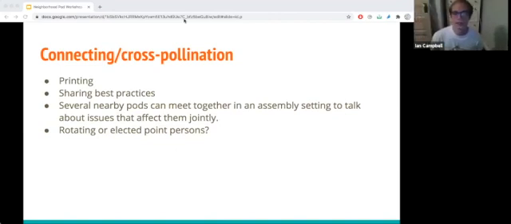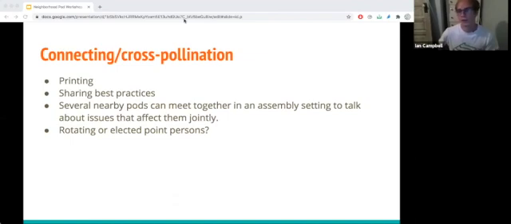So you could use that to arrange the printing of flyers between those who need printing and those who have printers. You could share best practices, like this worked really well when reaching out to neighbors and this didn't. Or you can talk about ideas for projects, or organize group things between multiple pods. Multiple pods could come together in an assembly setting to work on joint projects together or to discuss shared issues.